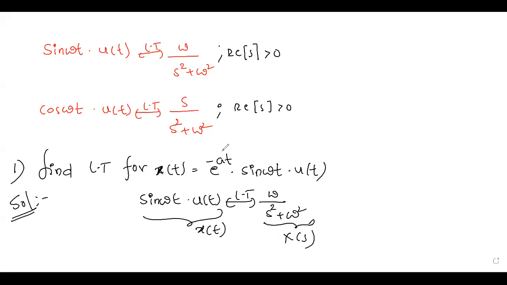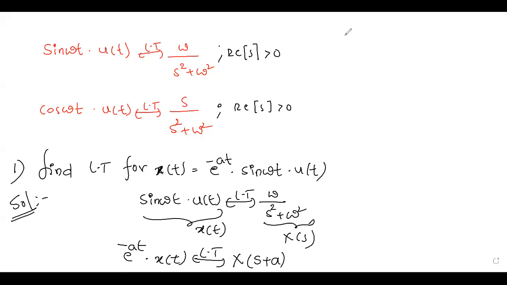Which property do I have to use here? The required signal has the e power minus a t form, so we have the shifting property. e power minus a t into x of t, what is its Laplace transform? X of s plus a. If x of t has Laplace transform x of s, then the s-domain shifting property states that e power minus a t into x of t has Laplace transform x of s plus a.